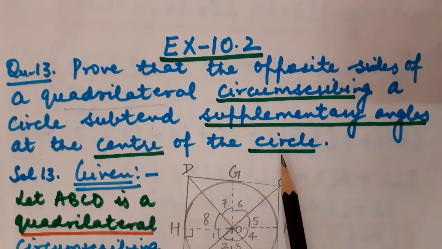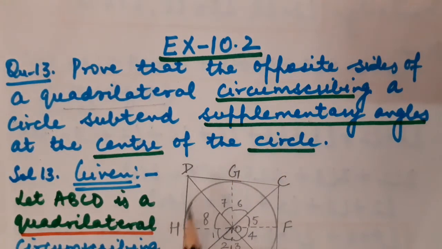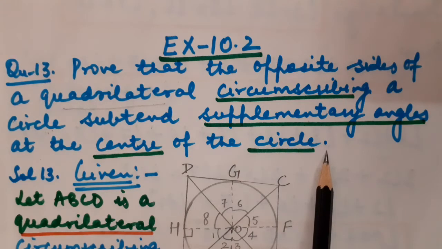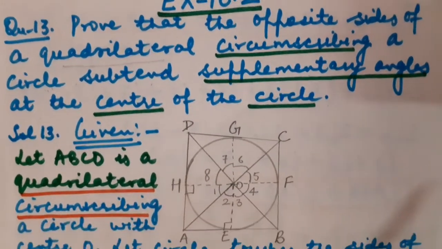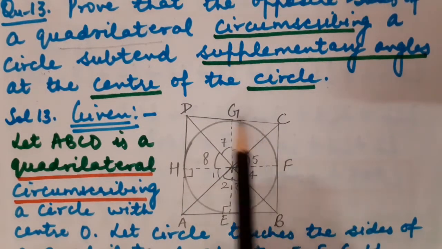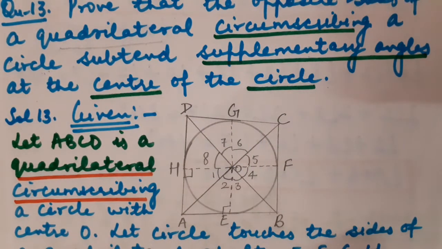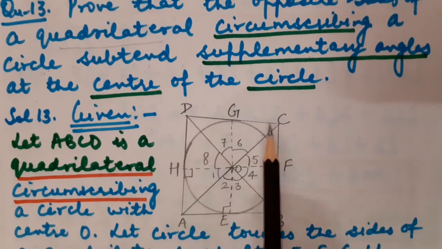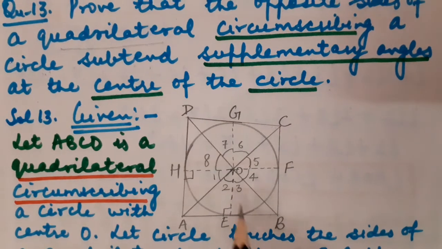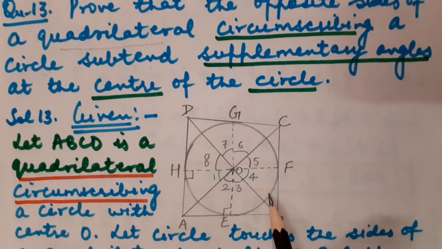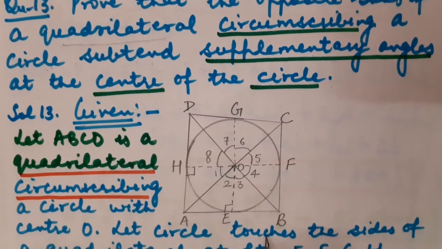First of all, understand what this statement of the question means. The opposite sides of a quadrilateral. Here you can see that I have made a quadrilateral ABCD. What are its opposite sides, children? AB is opposite of CD and BC is opposite of AD. The opposite sides of a quadrilateral circumscribing a circle means this quadrilateral has covered the circle. They are forming supplementary angles at the center of the circle.